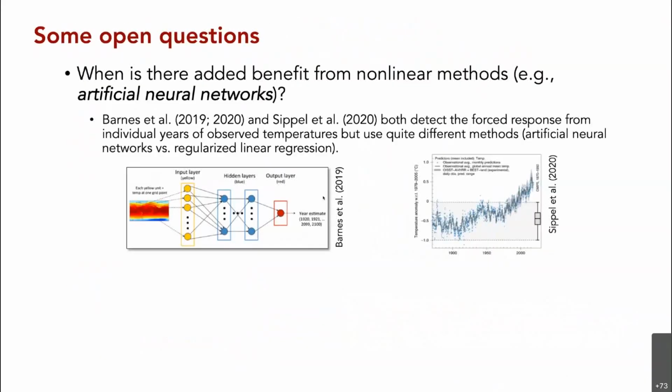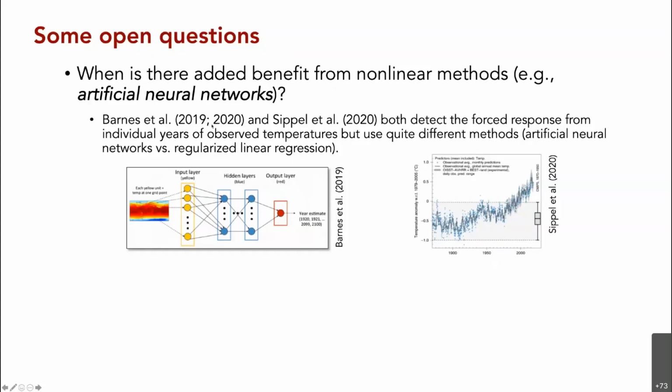So I want to just wrap up with some open questions. Barnes et al. and Sippel et al. both detected the forced response from individual years of observed temperatures, but used quite different methods: artificial neural networks versus regularized linear regression. So artificial neural networks are a nonlinear method and presumably have some extra added benefit in some cases, but recognizing exactly when that helps you better identify the climate response, if it does, is still an open question.